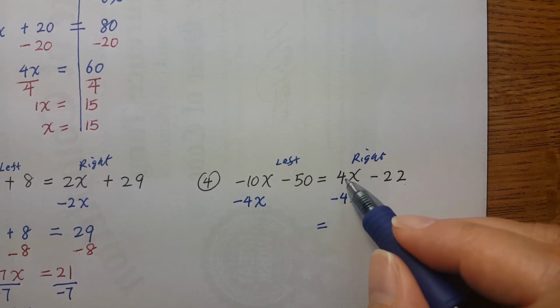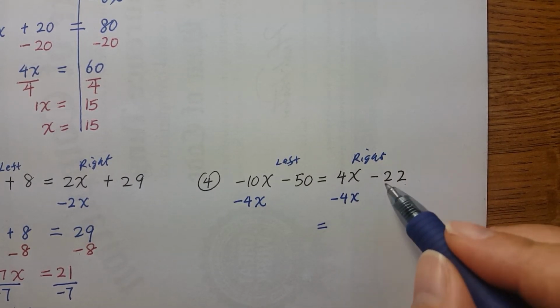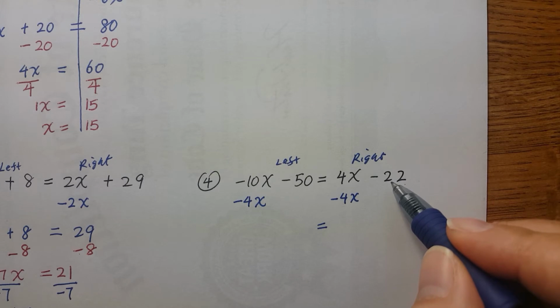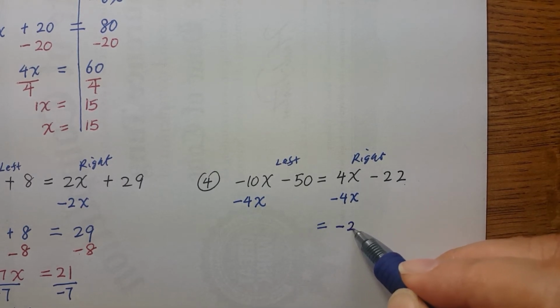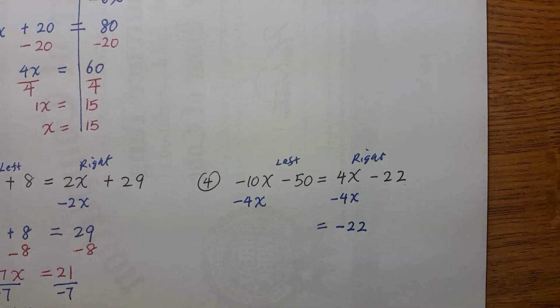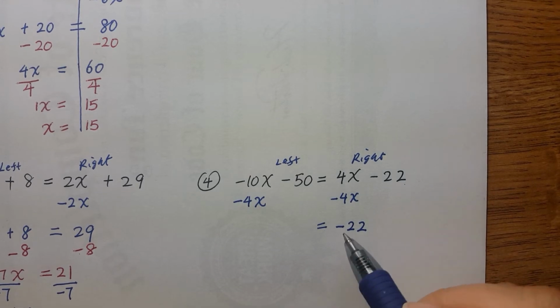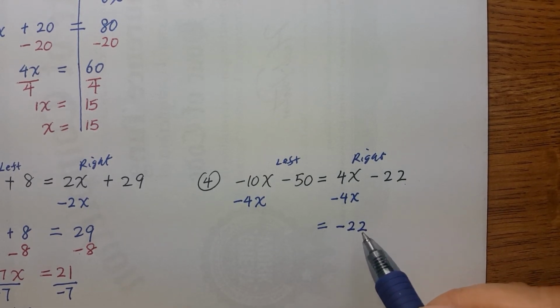So on the right, 4x minus 4x equals 0. It disappears. So we have minus 22 left over. So you write down minus 22. It also can be read as negative 22.